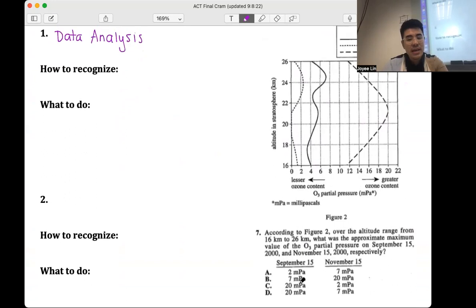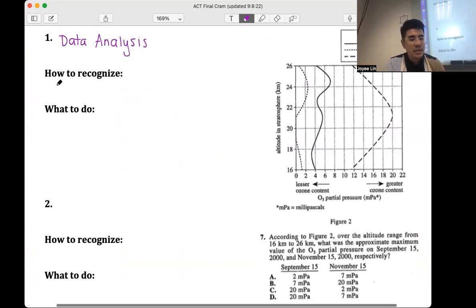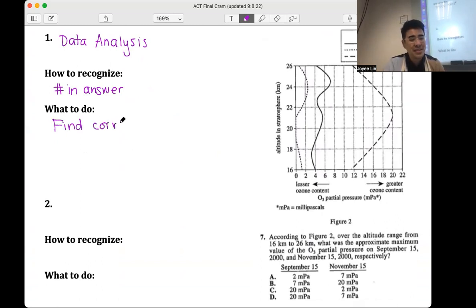How do you recognize the answers? They are going to have numbers in the answers, right? If you have a number in the answer, you literally just find the graph. Find the correct graph, please. Students miss these so often because they just don't do it.